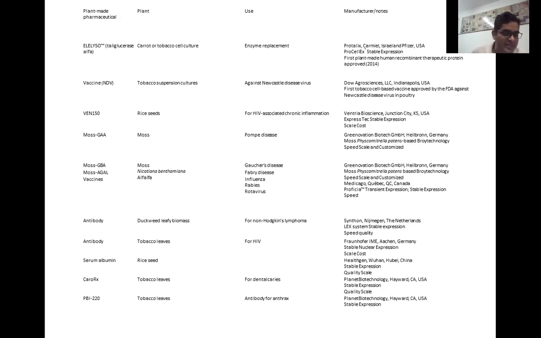Another thing, you can also get vaccines from alfalfa plants, which can be used against influenza, rabies, and rotavirus. So you can generate antibodies also. You can even generate serum albumin, which is an animal product, from rice seeds. These are the things you can get from plants. And last but not least, one drug, DPP4-Fc, can be generated from plants for corona infection, to prevent corona infection.